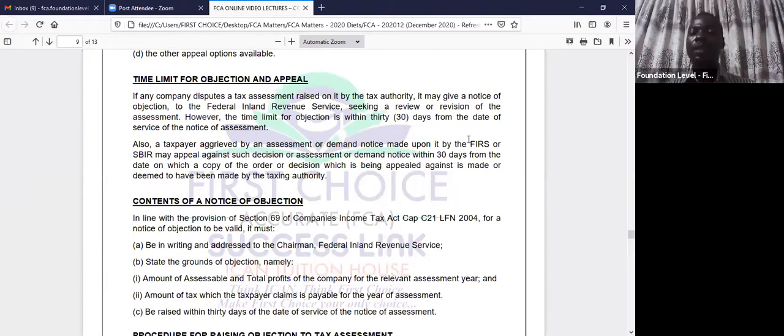Now, what is the third thing? You must state your grounds of objection. Now, it is not enough just to write within 30 days and tell them that this tax is too much. No, you must tell them the reason why you are objecting to that additional assessment.